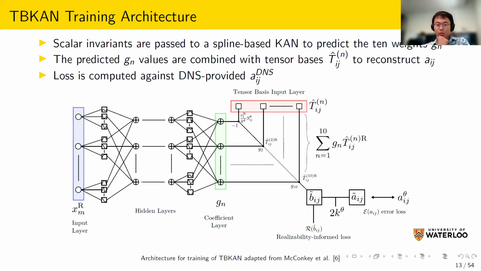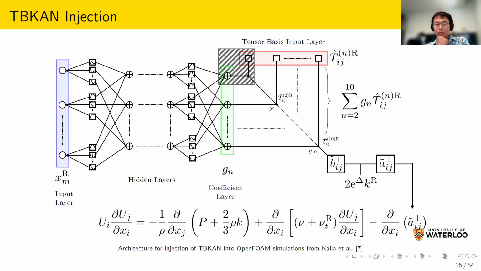When you plug this model into OpenFOAM, where does the GN come from? The GN is still from the initial training data. I see. So you read the field of the AIJ orthogonal term, the AIJ orthogonal tilde, into OpenFOAM as an explicit force. I see.